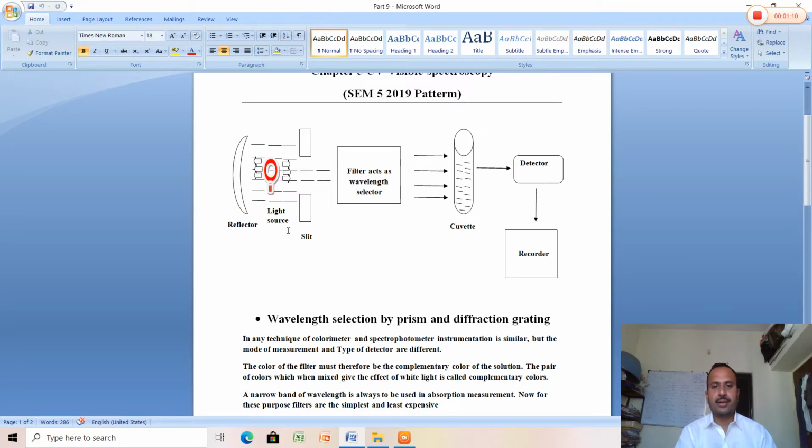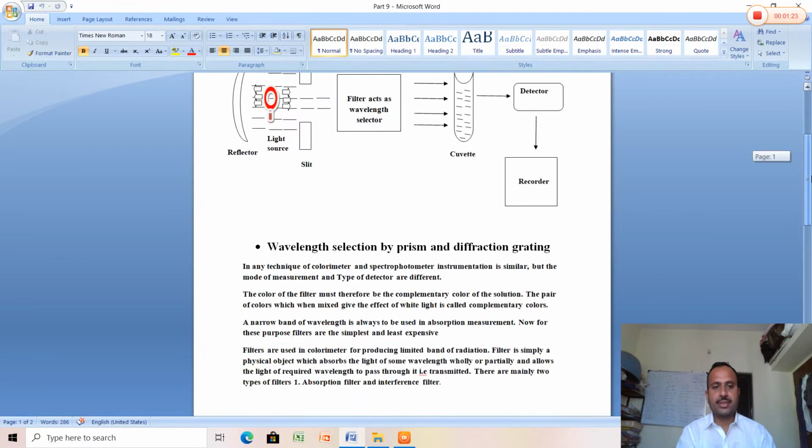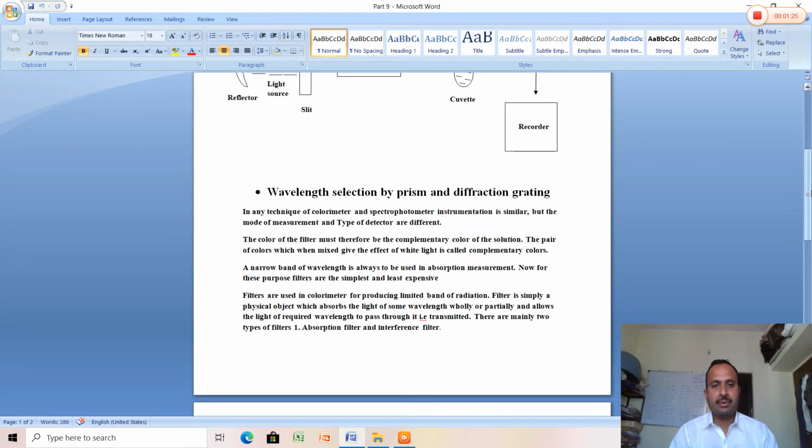Now here, the filter. We will go through a deep study of the filter. Filter acts as a wavelength selector. Now if we see here, wavelength selection takes place either by prism or diffraction grating. In this lecture, we will focus on the working of the prism in the wavelength selection system.